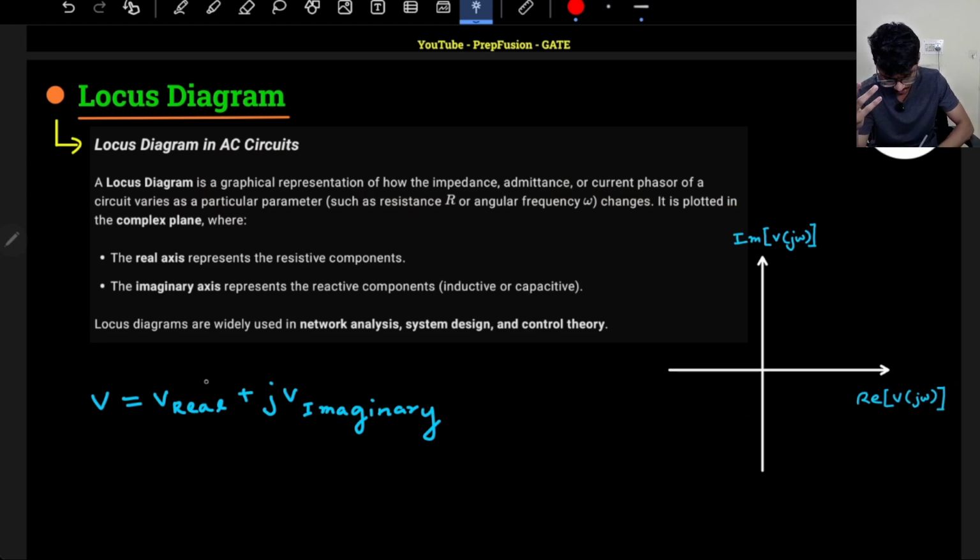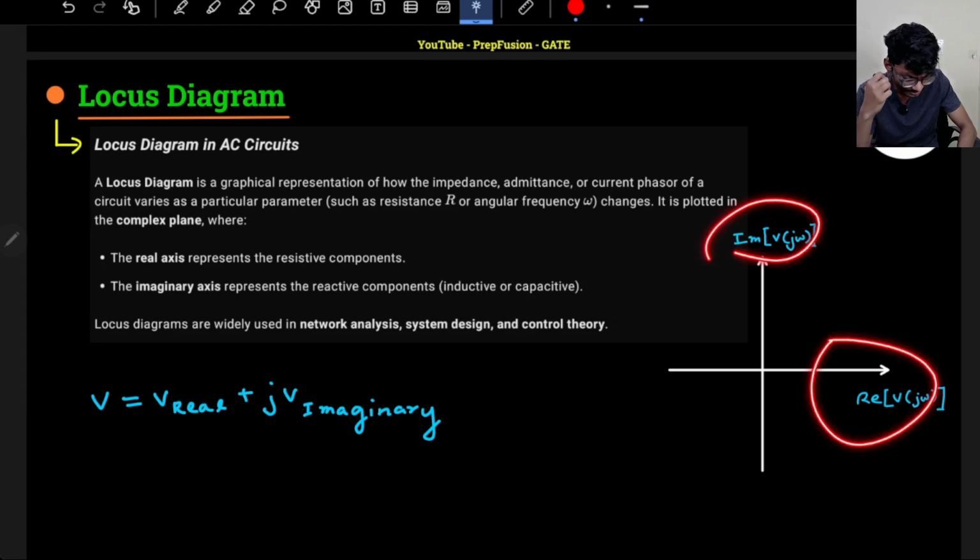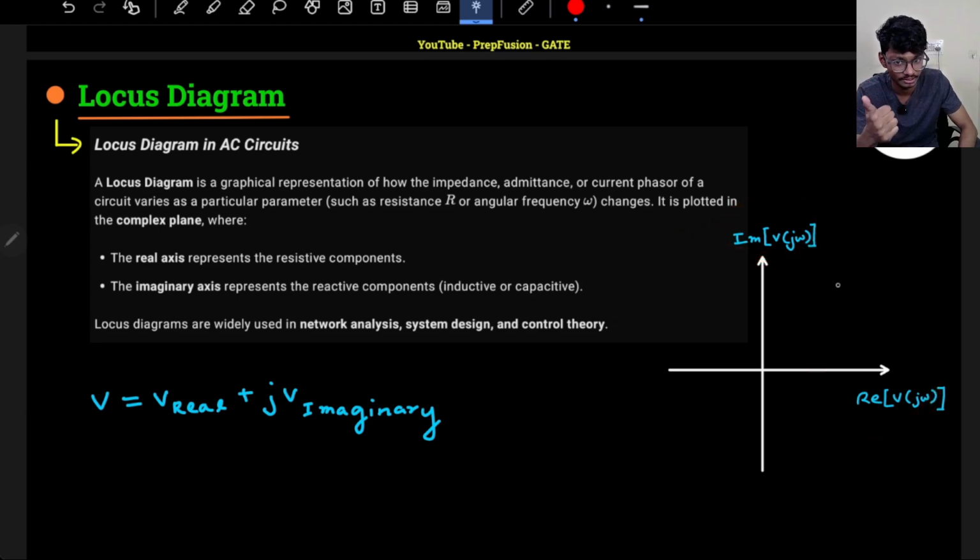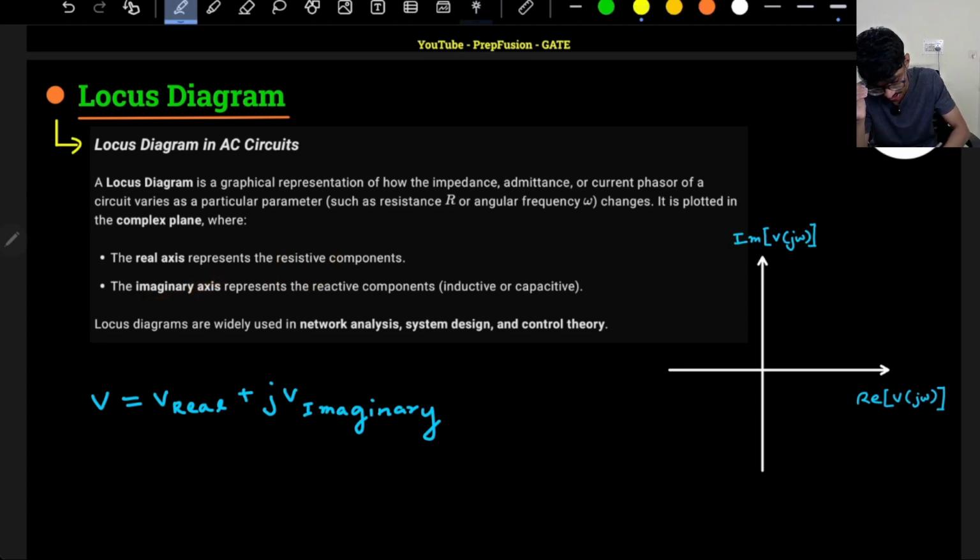Locus diagram is widely used in network analysis for system design and for control theory. If you have heard about the chapter root locus, there we plot the locus of closed loop poles on the real and imaginary axis of the S plane. So that is also a locus diagram. Generally the real axis consists of the resistive component, but it's nothing fixed, it can change as well. And generally the imaginary axis contains the inductive and capacitive components. This is just in general, these two things can vary as well.